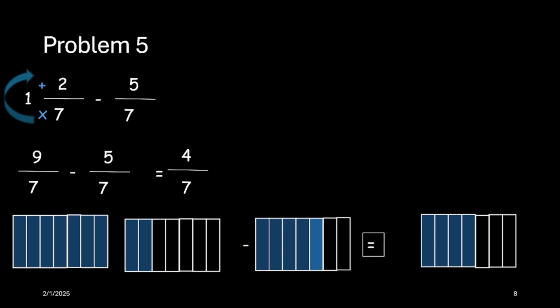Now when using a diagram, you can see that I shaded in 9 out of the 7 boxes. And according to that, you can see that we have one whole where we have 7 out of the 7 boxes shaded in, and then we have this extra 2 over 7. So that's why I made an extra box. And you're going to subtract from that 5 out of the 7 boxes which are shaded in. So 9 minus 5 is going to give you 4 out of the 7 boxes which are shaded in. Hopefully what I just explained made more sense. So let me know if you like it that way.